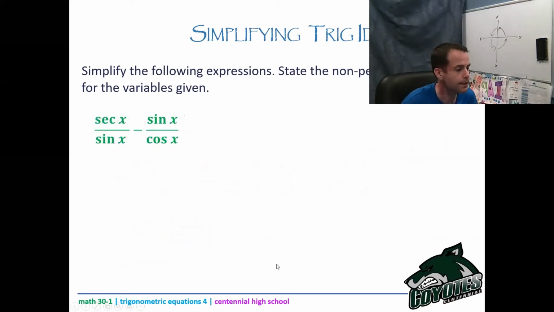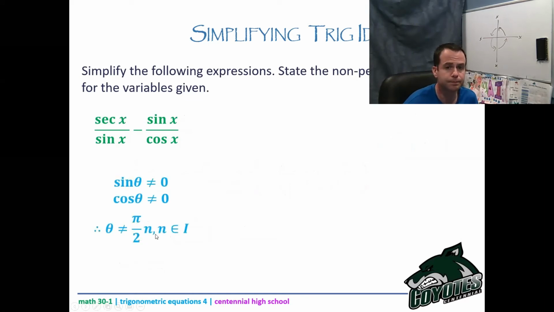All right. Secant x over sine x minus sine x over cos x. Now, secant is 1 over cos, so cos can't be 0. I have a sine on the bottom, so sine can't be 0. So I start with those guys. Don't get lulled into thinking these are always the restrictions. This is common restrictions, but you always have to check because it's not always going to be this. You always have to look at what would cause a 0 on a denominator.